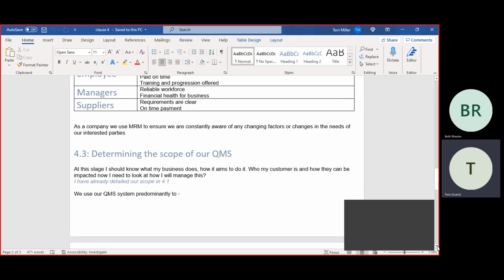Now, generally speaking, if you've got a consultant, they'll help you write a scope. Generally, it would be on your website anyway. For me, we have the scope on the front screen of our website. It's very clear what Simplast is about.